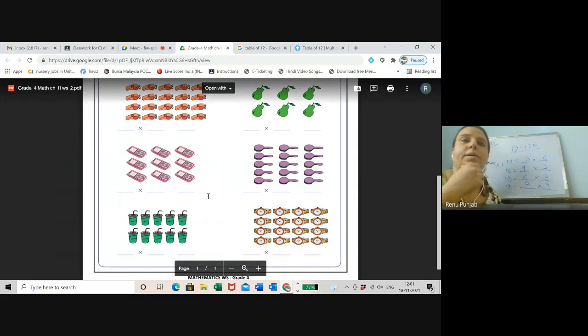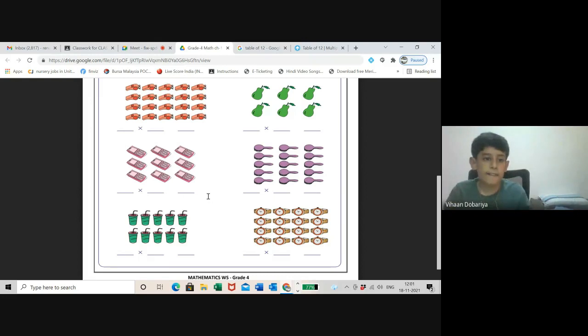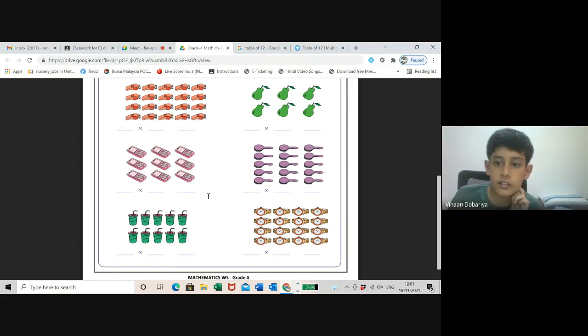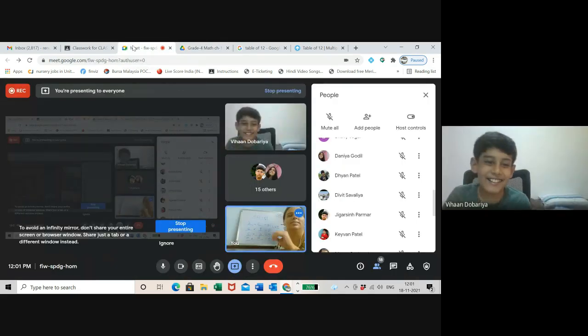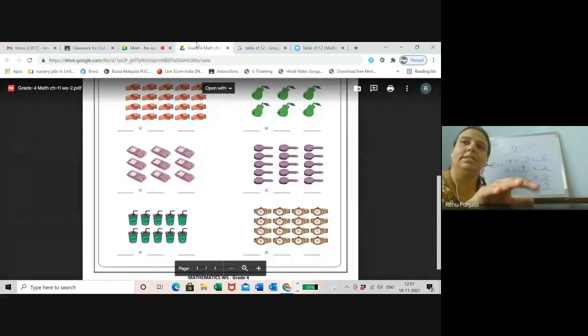Next is Vihan, about the mobiles. Count the number of mobiles in row and column and tell me. The row is 3 and the column is also 3. What will be the answer? 9. Many students make mistakes. 9. Next is Jigar Singh.